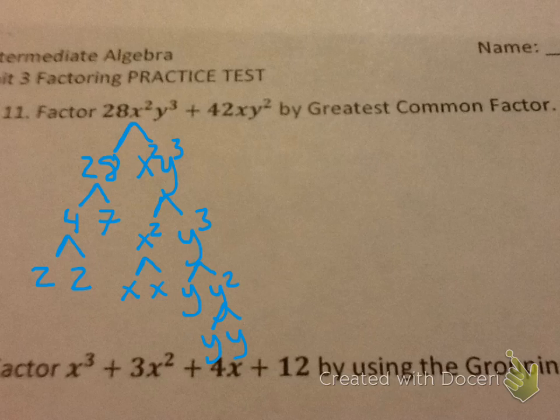So we know that 28x squared y cubed is actually going to be 2 times 2 times 7 times x times x times y times y times y. We want to do the same thing for the second term, and I'll do it quickly here.